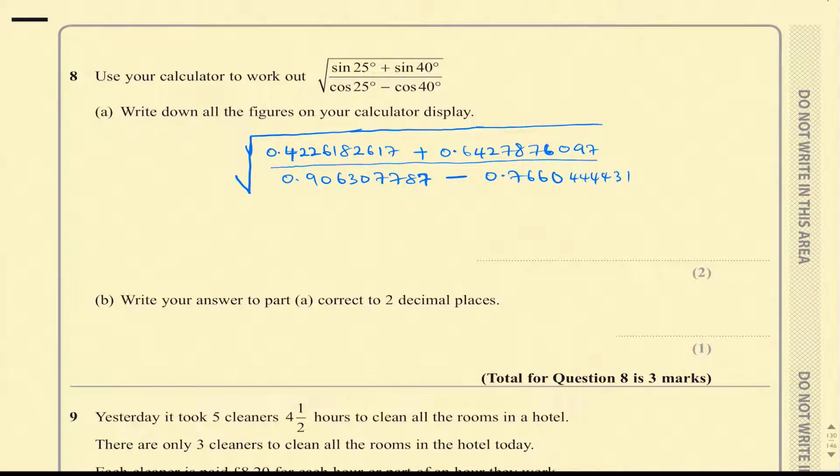After we've punched that into the calculator, we get 2.75603957. We need to write the answer to 2 decimal places. So that will be 2.76.